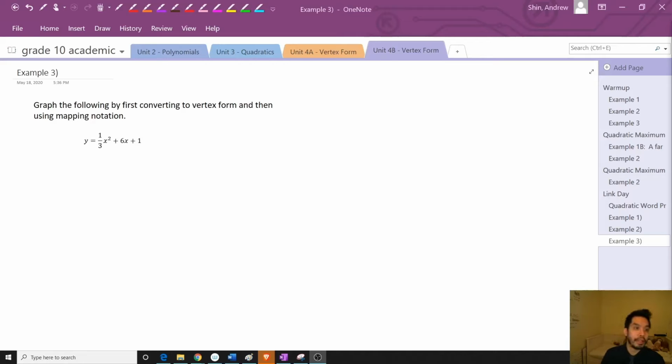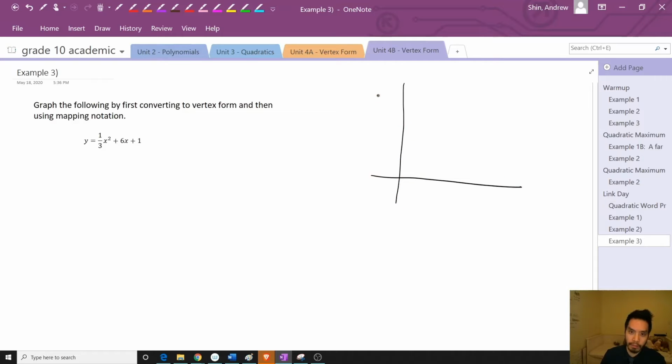Alright, example number 3. Graph the following by first converting to vertex form and then using mapping notation. A lot of you guys might feel that it might be useless to convert to vertex form. Why not just graph something by choosing random values and making a table of values, like plugging in -2, -1, 0, 1, and 2?